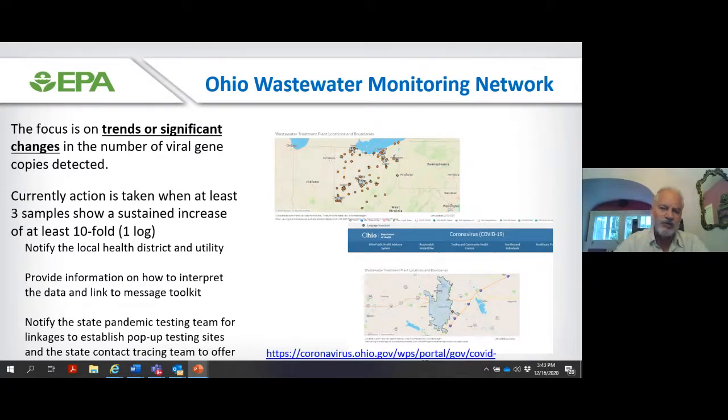The rules and criteria they're using now is that we sample twice a week. So if we see 3 successive days that are at least a 10-fold log increase, then ODH works and notifies the local health district. They provide information to them about how to interpret the data. They also have a messaging toolkit, which I'll show on the next slide, which allows the local authorities to know how to use this data and how to message it. And then they also notify the pandemic testing team and establish pop-up testing to increase testing at that location.